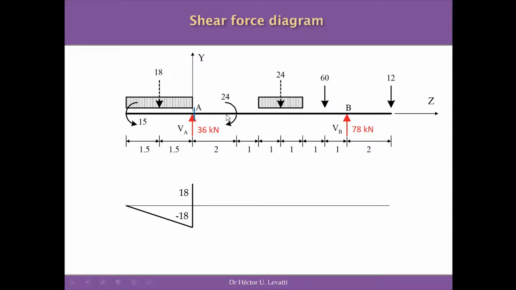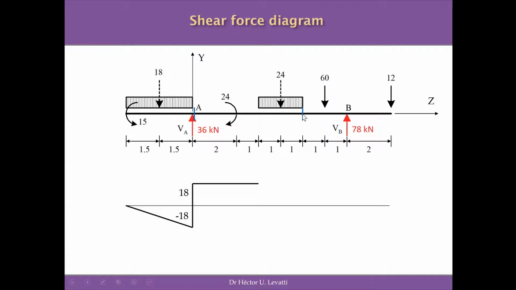After that, if we move along this interval from A to, let's say, 3, we are going to see that what we have is a constant shear force equal to 18 kilonewtons. So we are going to use this horizontal line to represent this constant distribution of the shear force. After that, we are going to move and see what happened at this new cross-section in blue at the end of the second UDL.